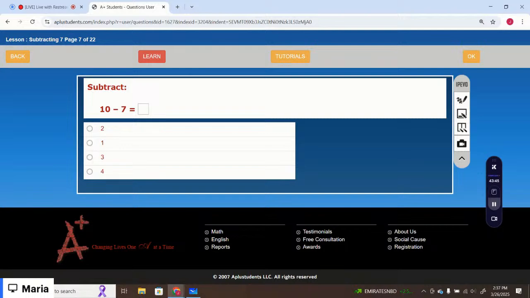10 take away 7 equals. 10 take away 7 is 3. Option number 3 is the correct option. Very good.